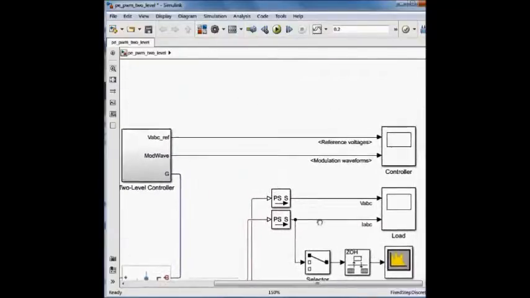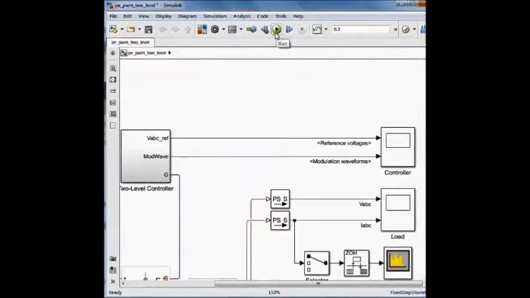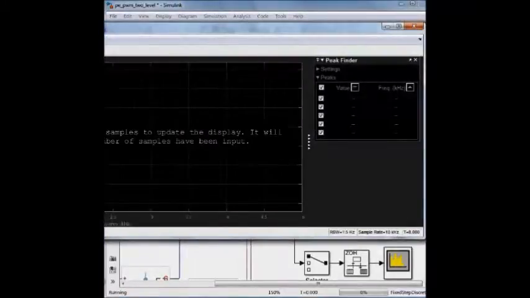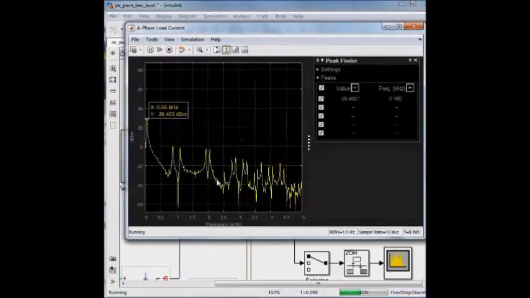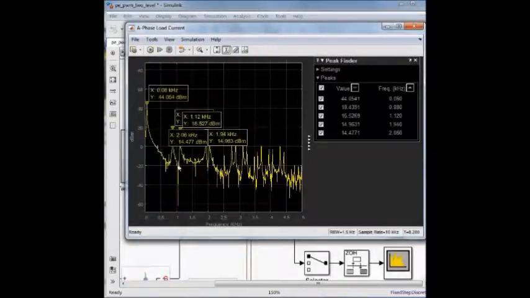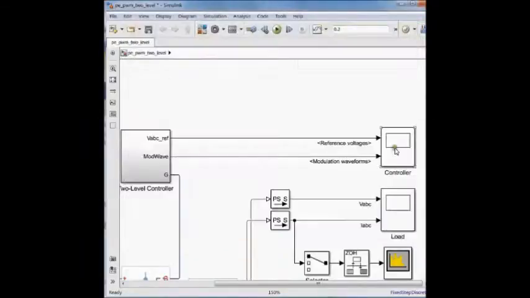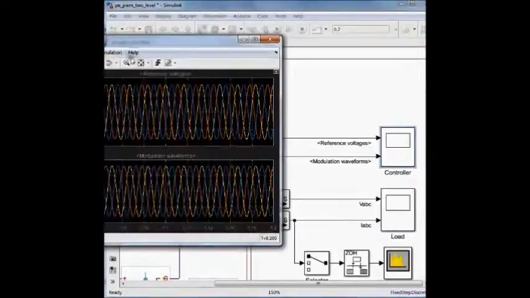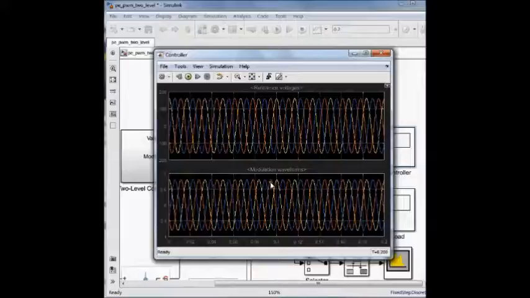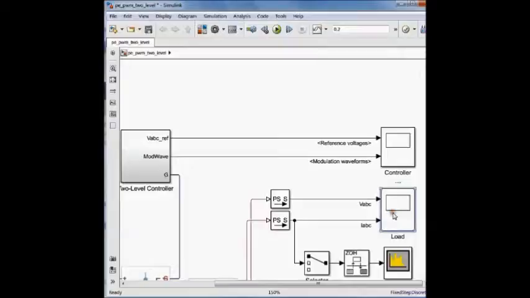So now we'll see the model running. So these are the waveforms generated. This is the frequency of the waveform, and these are the instantaneous values, and these are the controller voltages and the modulation waveforms. These are the load pattern.